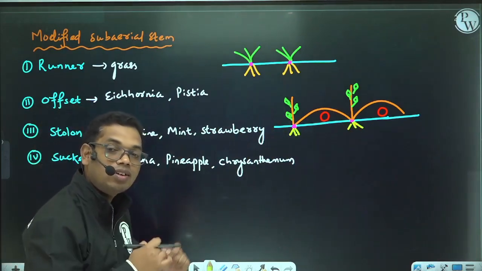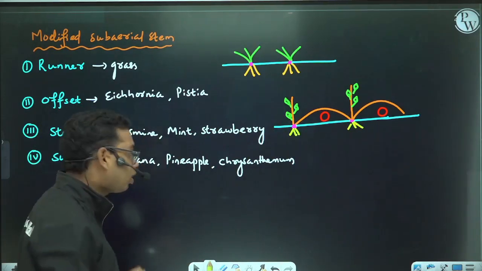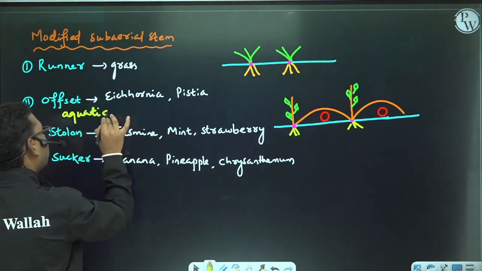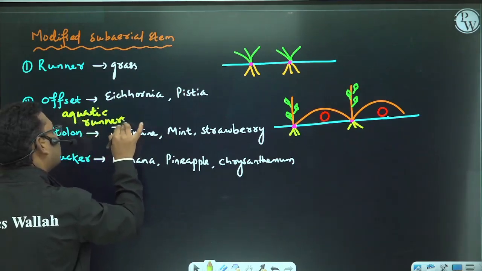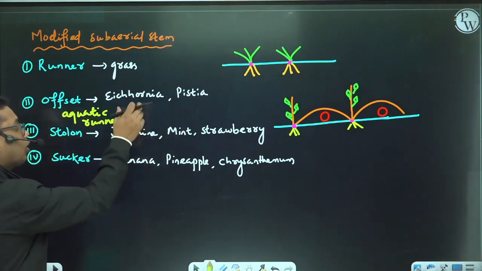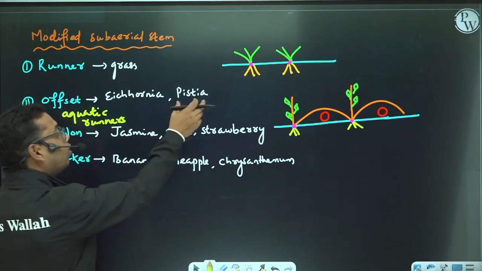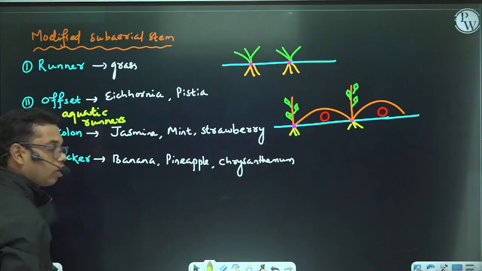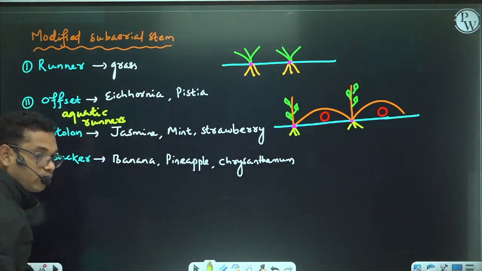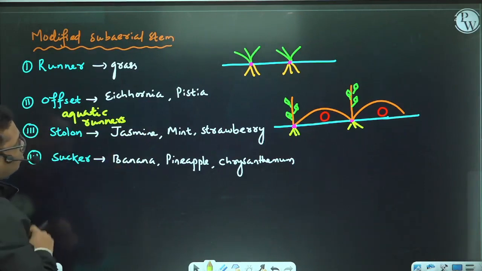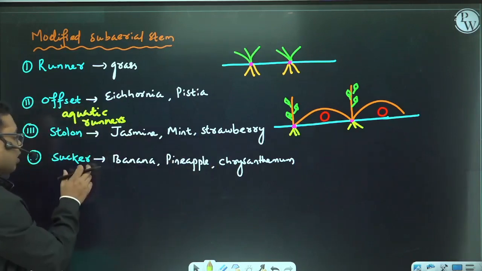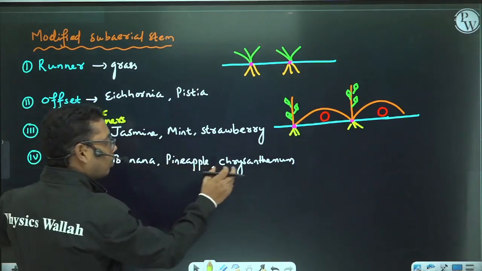Offset is nothing but the runner found in aquatic plants, so we can call these aquatic runners. The examples are very, very important. One is Eichhornia and second is Pistia. Eichhornia is called water hyacinth, and Pistia is called water lettuce. Eichhornia is also known as terror of Bengal. The examples of stolon are jasmine, mint, and strawberry, and the examples of sucker are banana, pineapple, and chrysanthemum.